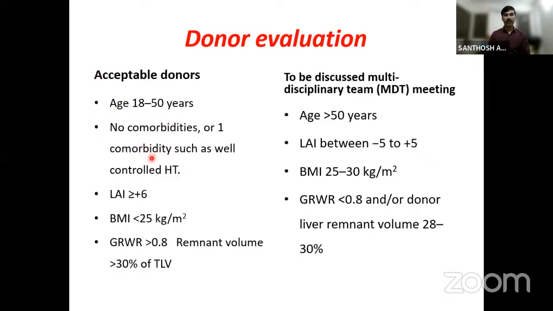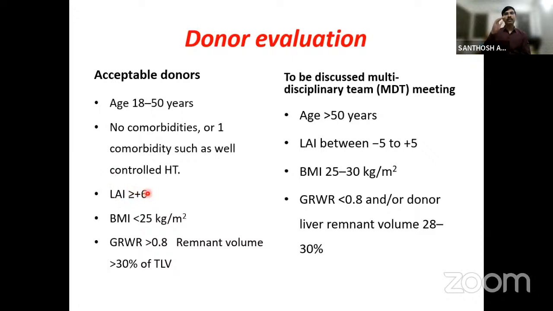such as well-controlled hypertension, and liver attenuation index, which is the Hounsfield units of liver minus the Hounsfield units of spleen. In plain CT, whenever the fat of the liver is less when compared to that of the spleen, the attenuation index of liver will be more when compared to that of spleen. I repeat, the attenuation index or the Hounsfield units of a normal liver is always greater than that of spleen. So when we subtract the Hounsfield units of spleen from that of liver, it will be positive. That is called the liver attenuation index.